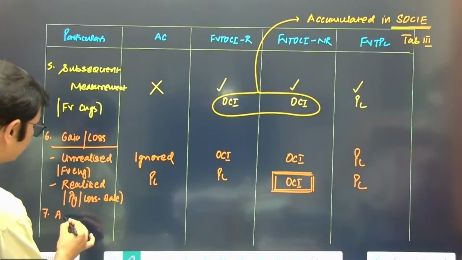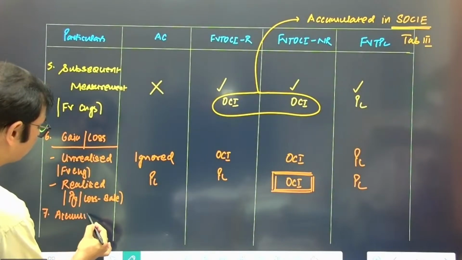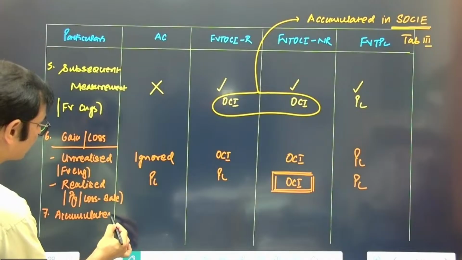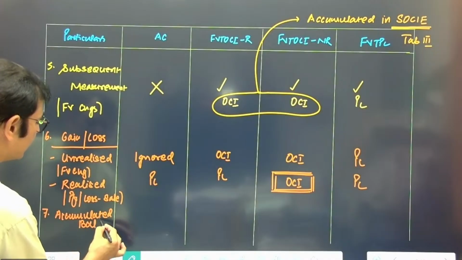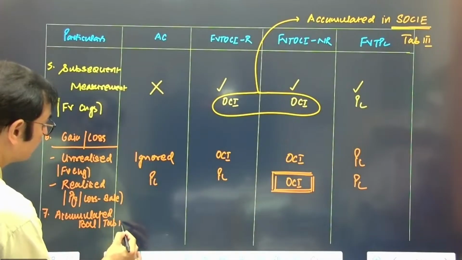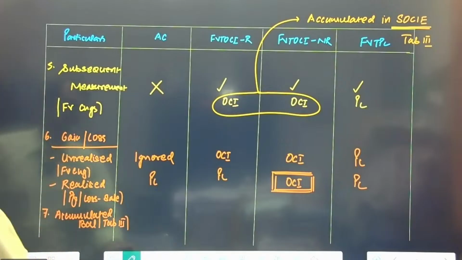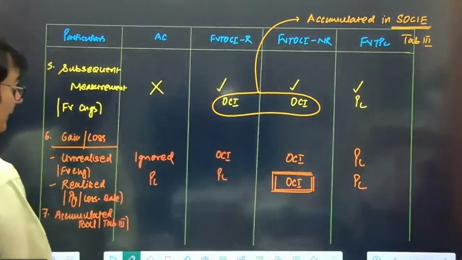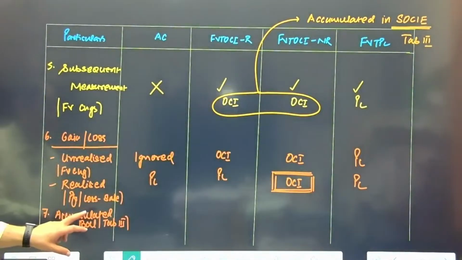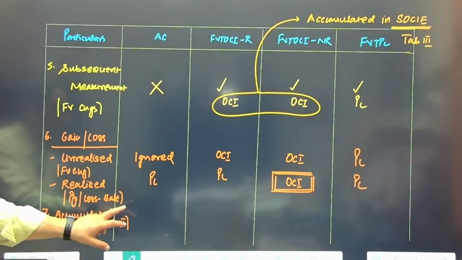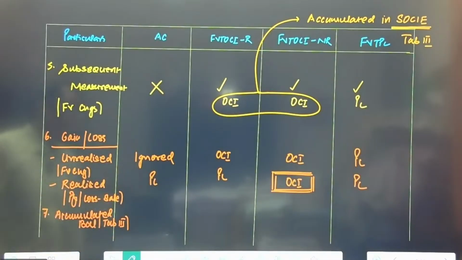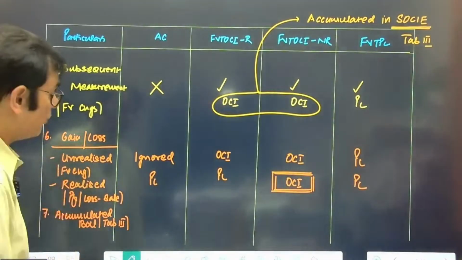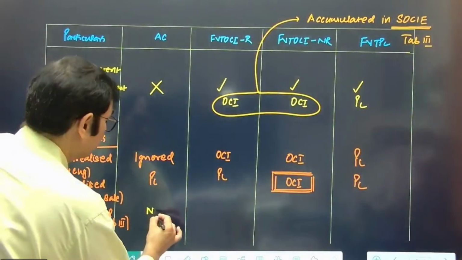Now I am looking at the accumulated balance. Which accumulated balance? I'm looking at the accumulated balance in tab number 3 of SOCI. Is there going to be any accumulated balance in terms of AC? No, sir. It's not applicable. Wonderful indeed. So it is not applicable.